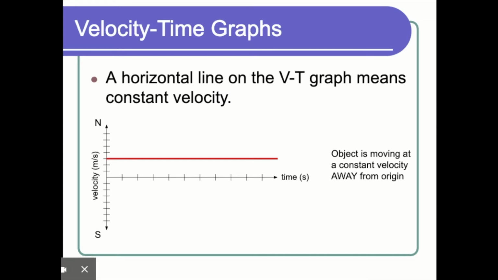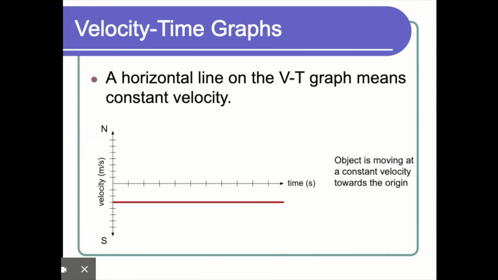We're going to note too that on this graph we have negative and positive values on our y-axis. If our velocity is positive, it's going to mean that we're moving away from the origin. Here we see that we have a positive velocity of around 3 meters per second, so we're moving away from the origin at a constant velocity.